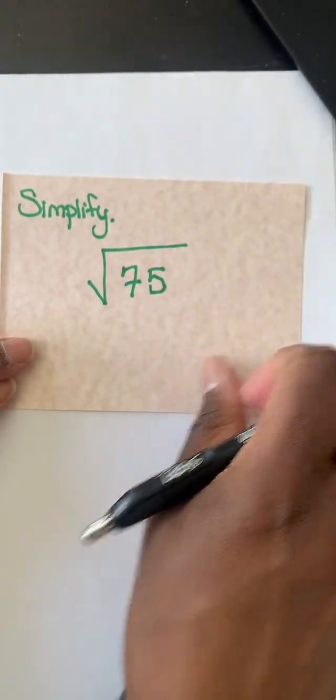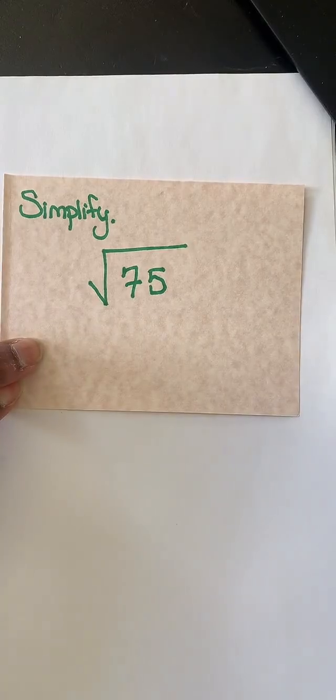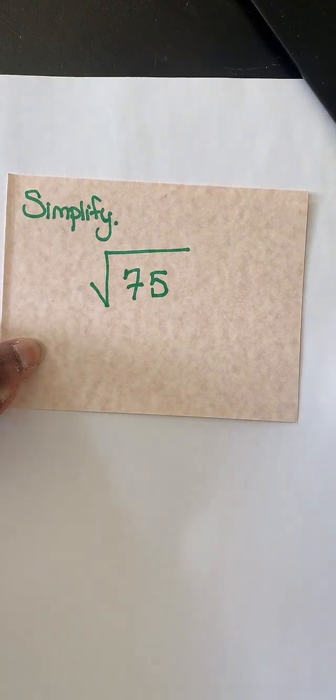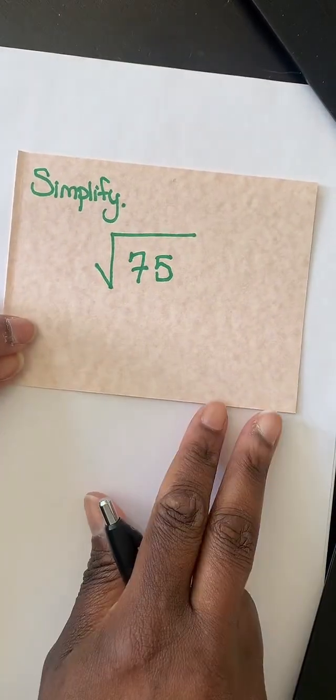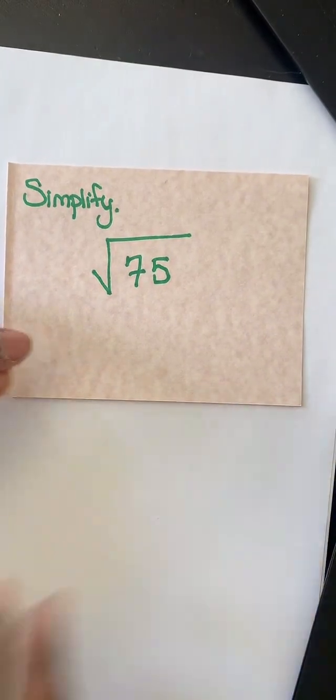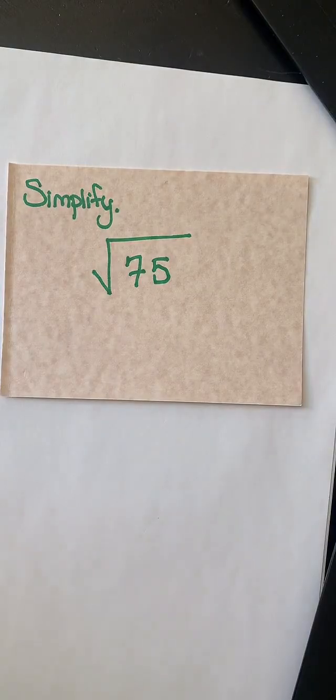All right, so let's try this one. Okay, actually, I'm going to adjust my paper here. One second. There we go. So much easier. All right, so let's try this one. Simplify the square root of 75. Okay.